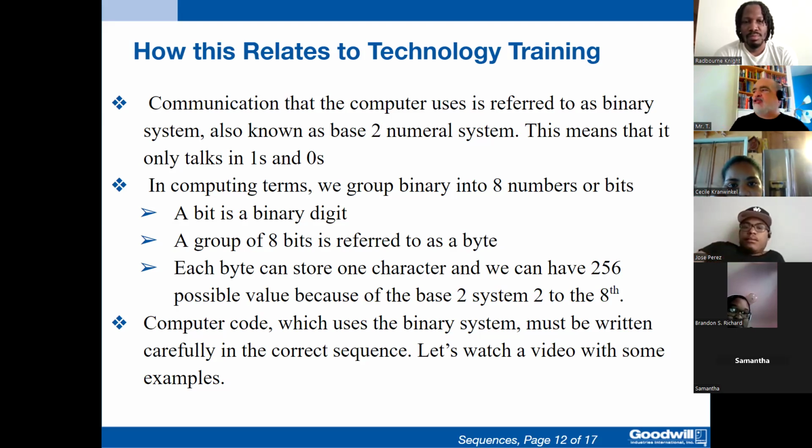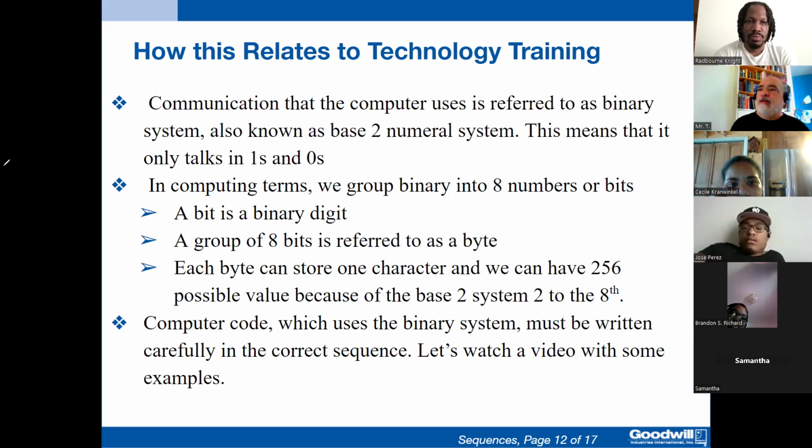And each byte, because we have basically 2 to the 8th, gives us 256 possible values for the base 2 system if we have groups of 8. So for the 256 possible bytes in a computer, they all stand for different numbers, letters, etc.